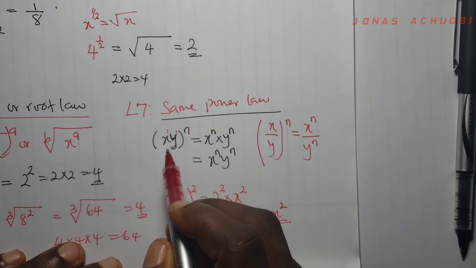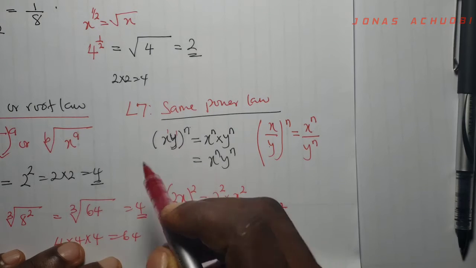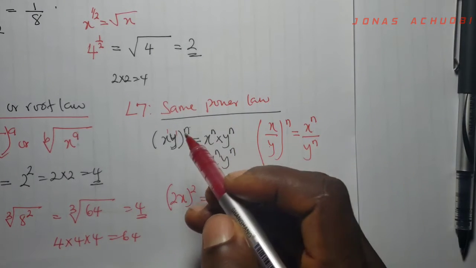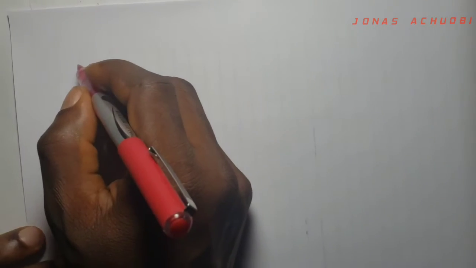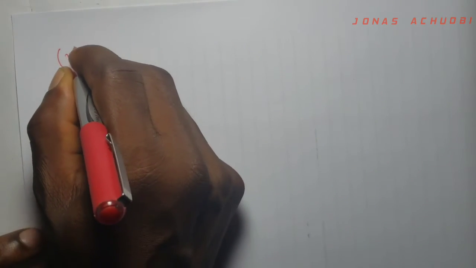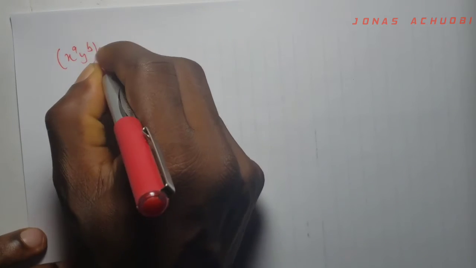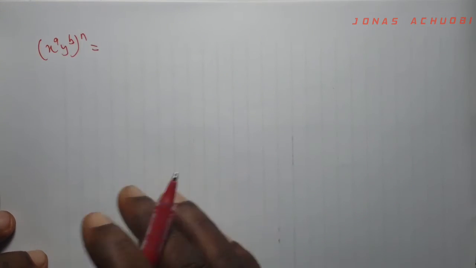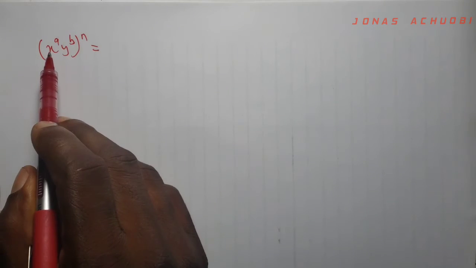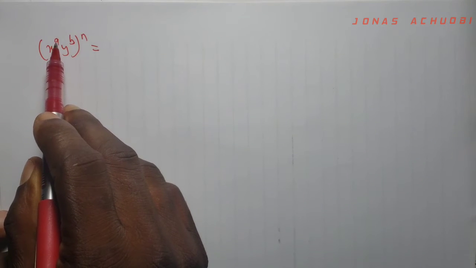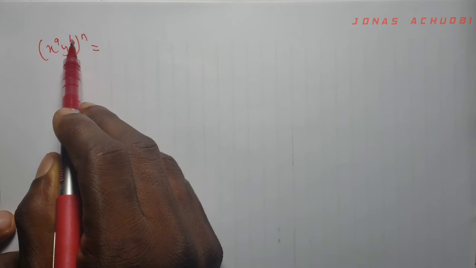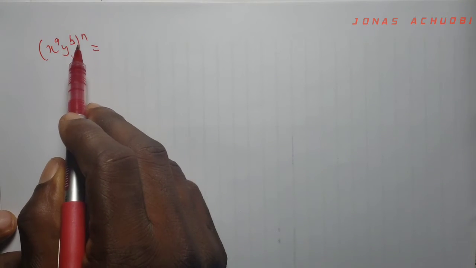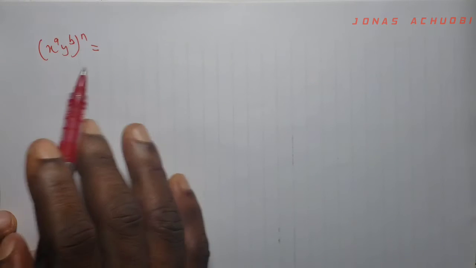But it's not always 1. Sometimes the power of x and y are other numbers apart from 1. Let me show you what happens. If we have, say, x raised to power a, y raised to power b, all raised to power n, this is also the case of the same power law. But here, the power of x is no longer 1, but it's a. So a could mean something else apart from 1, and b means something else apart from 1. The same power law still applies, exactly.